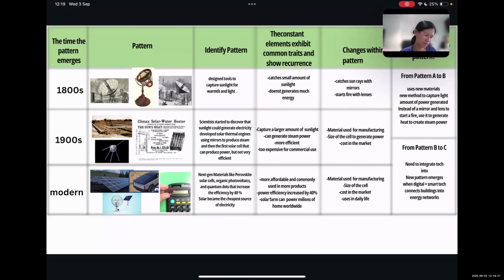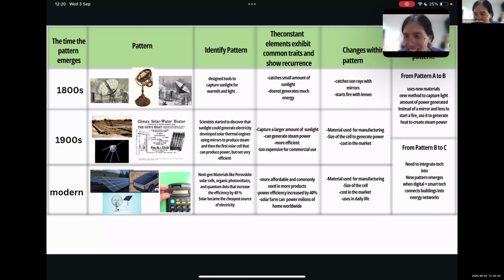And at the time, during the 1900s, the cost of making solar cells was very expensive. Then later, in modern times, there are so many kinds of solar uses, like a solar farm, even solar in your calculator, and they're everywhere. The costs are cheaper and can produce more power, and more people use it in daily life. That's pretty much it for me.